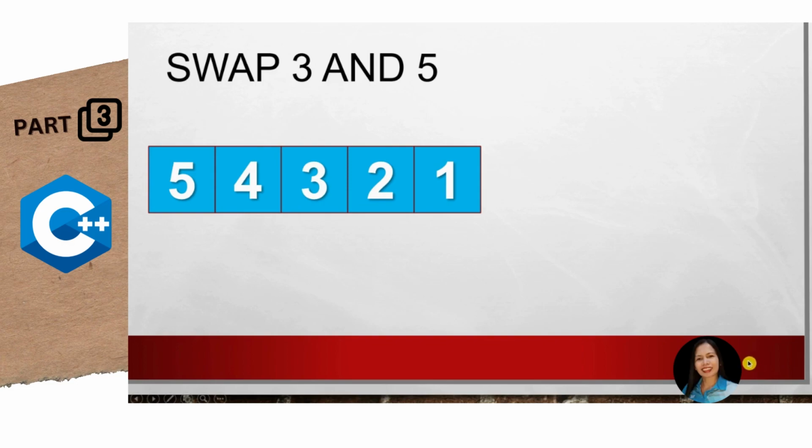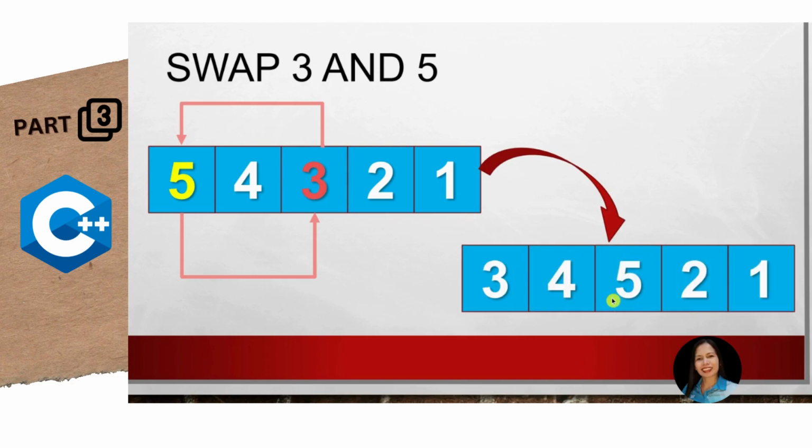Let's say we have here 5, 4, 3, 2, 1. Then we're going to swap the 3 and 5 so that we can have the following list, a new list of elements in our array. But the question is, how are we going to solve this? Let's try to analyze first the step-by-step process on how to swap it manually.